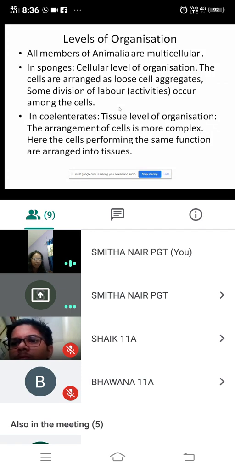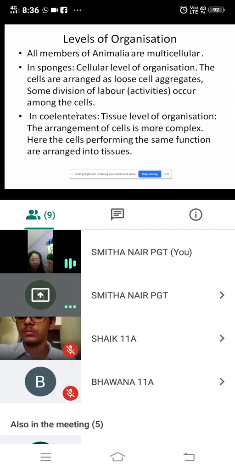In coelenterates, that is the next phylum, it is tissue level of organization. Tissue level means a little more complex. Cells are grouped together and there is more complexity in coelenterates. So as and when you go to the higher phyla, the complexity increases. So cells are combining more, tissues are forming, tissues combine and form organs. So complexity increases as we go to higher levels of phyla.